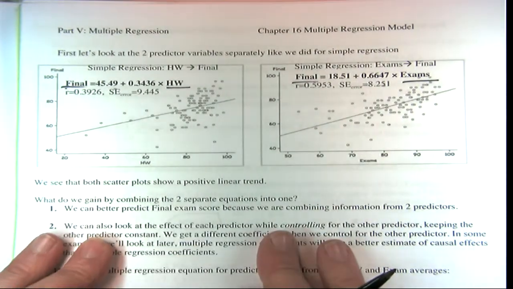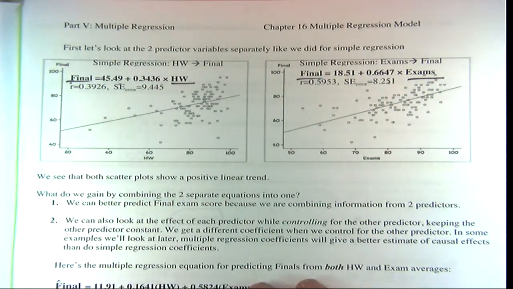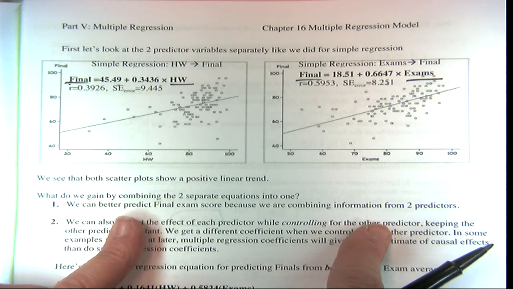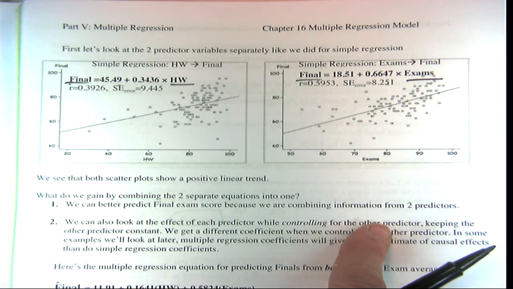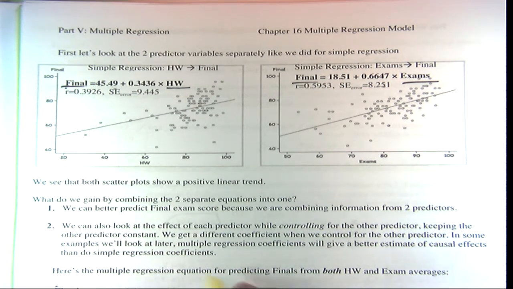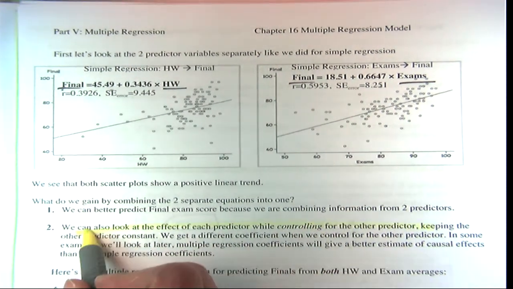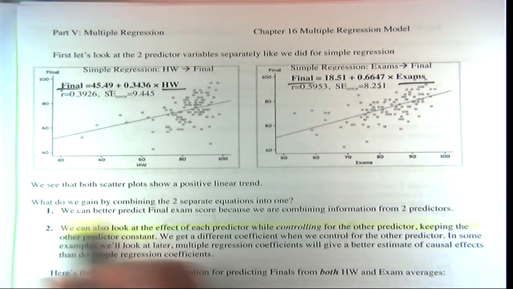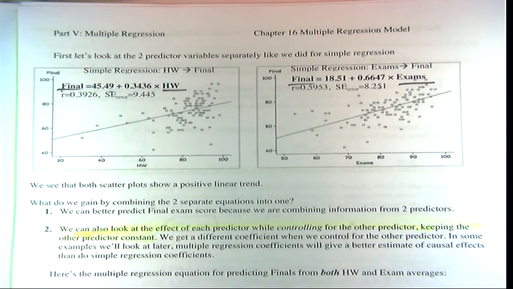All right, so what do we gain by combining them? Well, we can make a better prediction, of course, when we combine information. We did that before. But we also can look at the effect of each predictor variable, and this is really important, while controlling for the other variable, keeping the other variable constant.